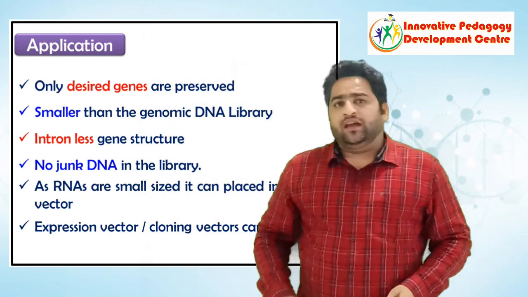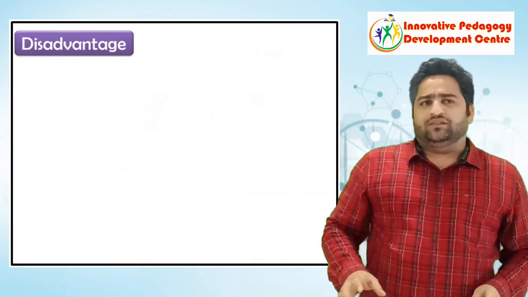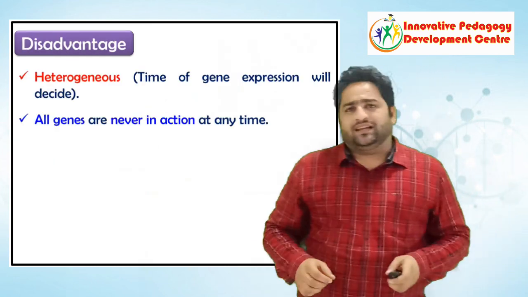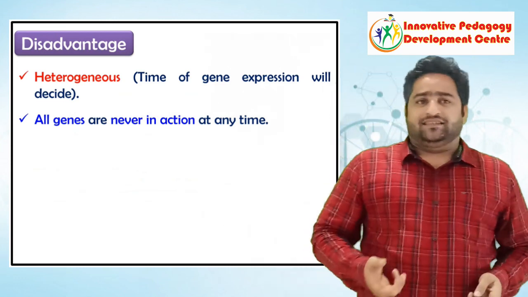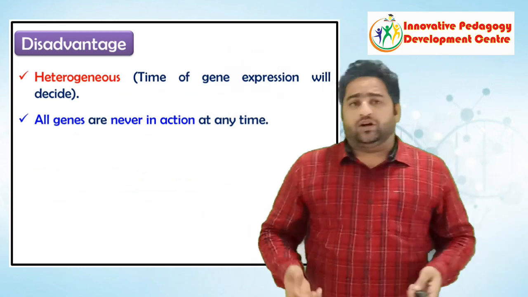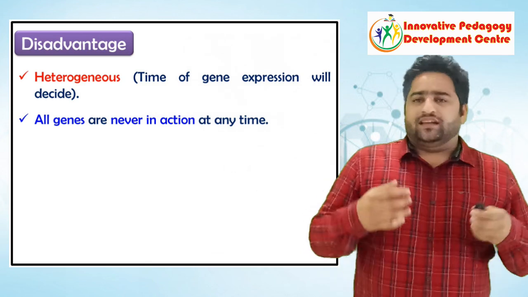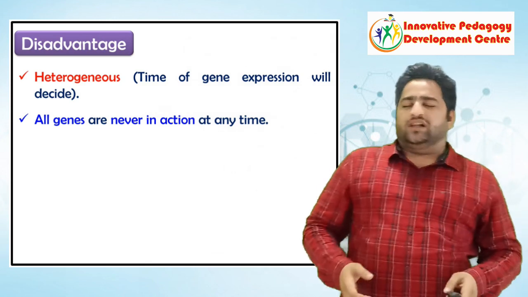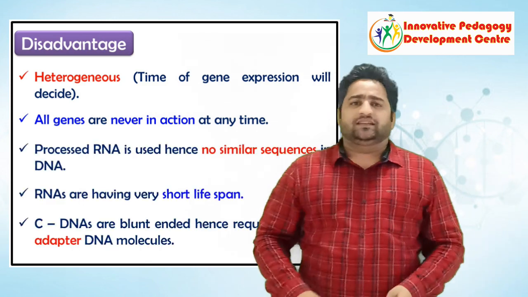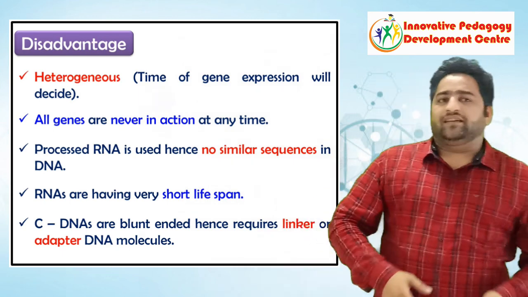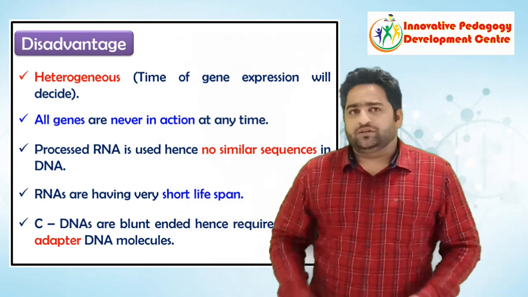Applications of the cDNA library: only desired genes are preserved. They are smaller than a genomic DNA library. Genes have no introns, unlike the gene structure in genomic DNA. There is no junk DNA in the library. As the RNA is small, it can be placed in a plasmid vector, and both expression vectors as well as cloning vectors can be used.